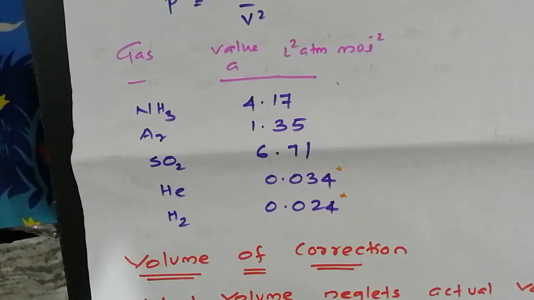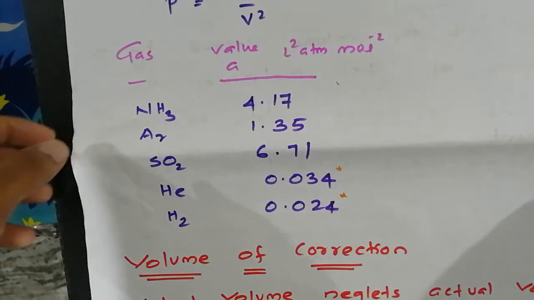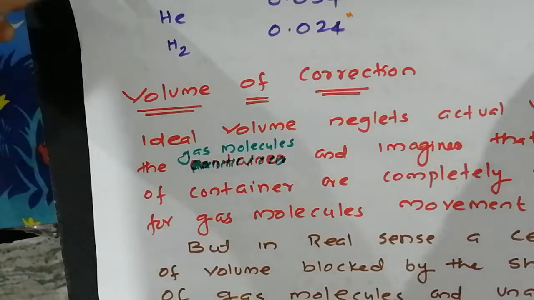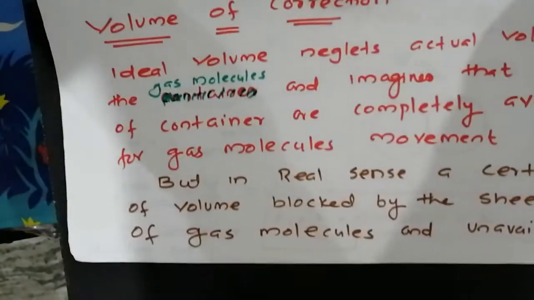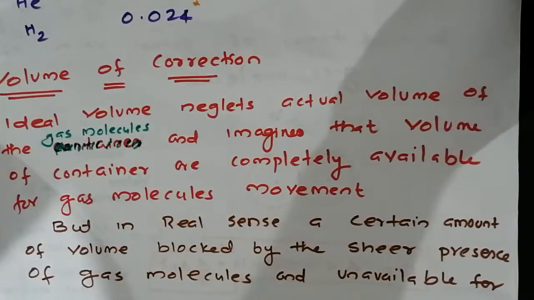Therefore, if the value of a of a gas is higher, its liquefaction tendency is higher. It can be easily liquefied. Remember that if the value of a is higher for a gas, it can be easily liquefied. Now we go to the next, volume correction.